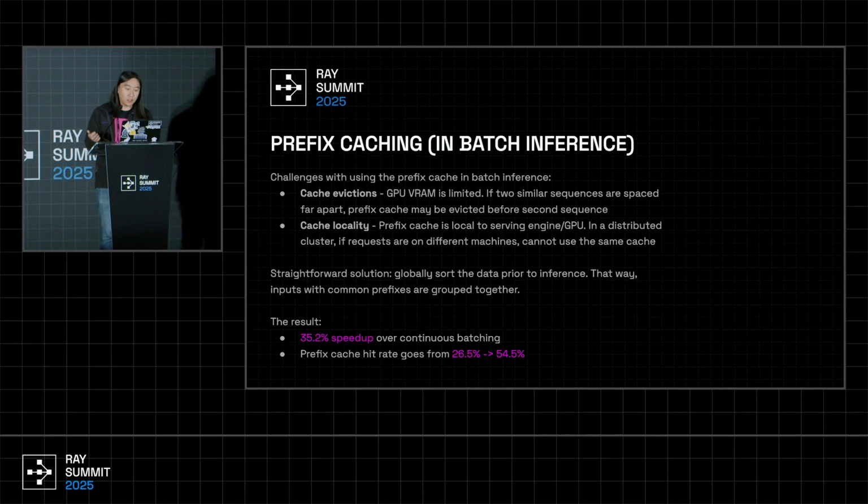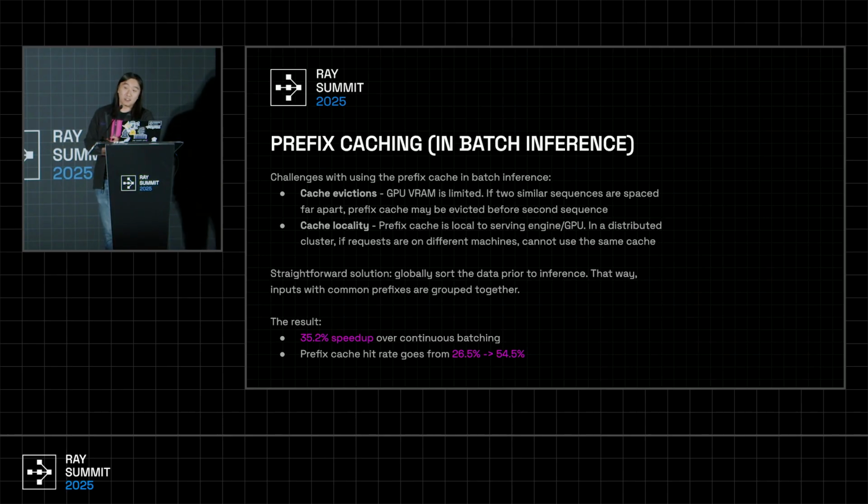In particular, there's 2 challenges that we face when we're trying to do this at a distributed scale for batch inference. The first one is cache evictions. So GPU VRAM is pretty limited, right? If you have 2 similar sequences that you're able to leverage a prefix cache for, but they are far apart in your data set such that they're not being sent to the serving engine at a close enough interval, your prefix cache may be evicted before you're able to process the next request.